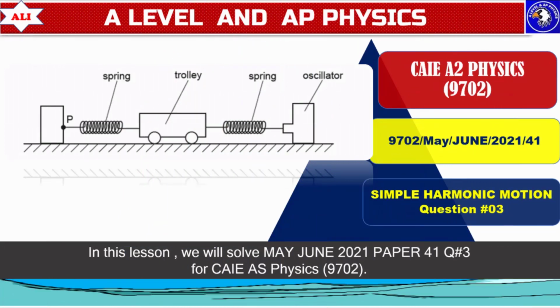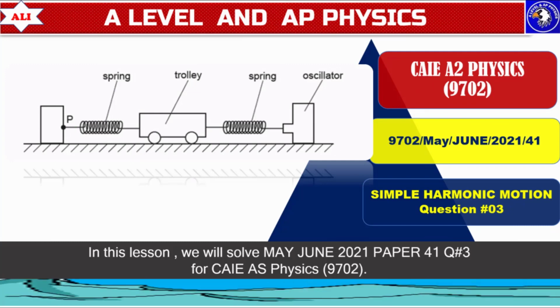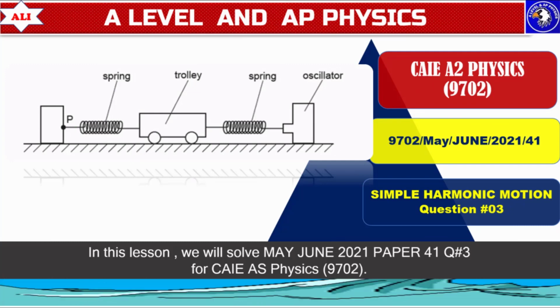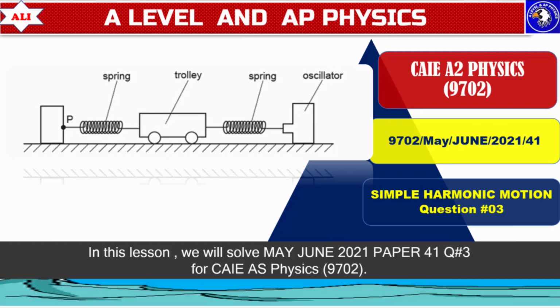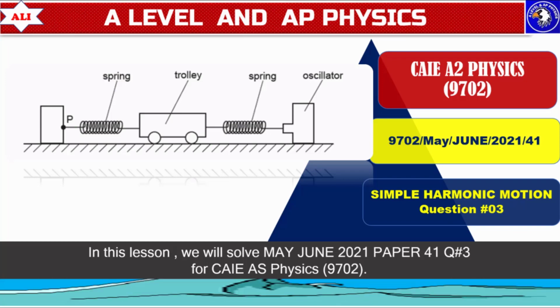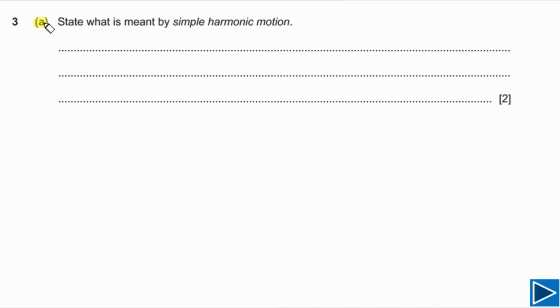In today's lesson, we will discuss an important past paper question from May-June 2021 Paper 41. Today's question is about simple harmonic motion. For part A, we need to state what is meant by simple harmonic motion. This is a very basic question, but it is the most frequently asked question in past papers. Almost every year, you will see they ask you to state what is meant by simple harmonic motion.